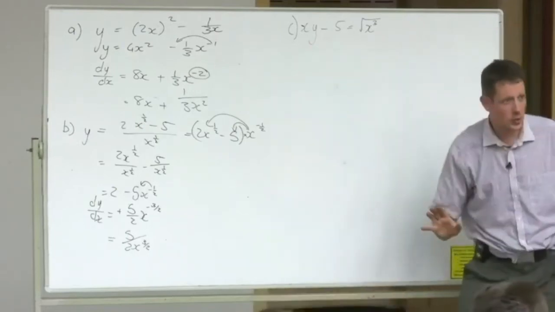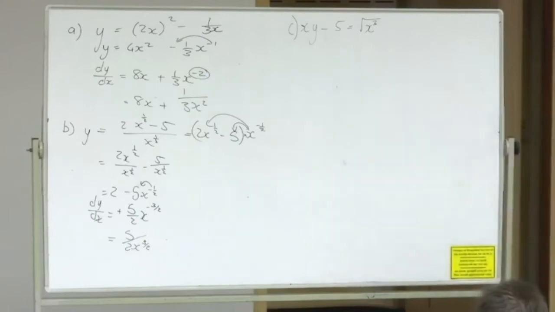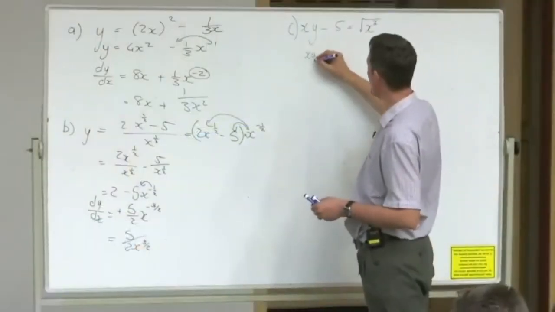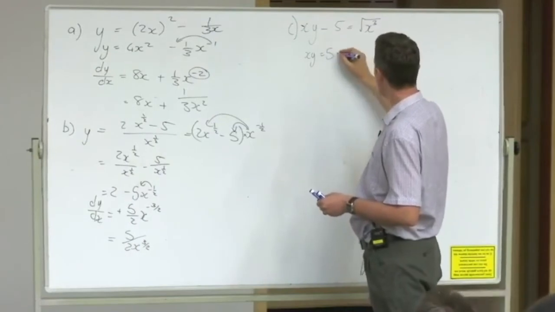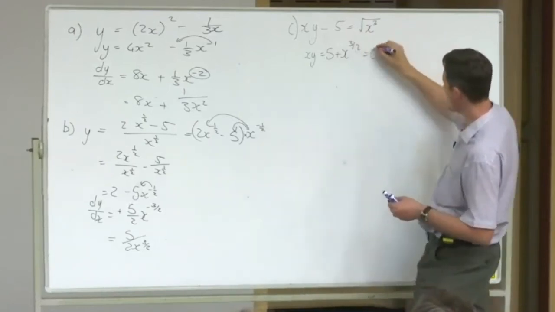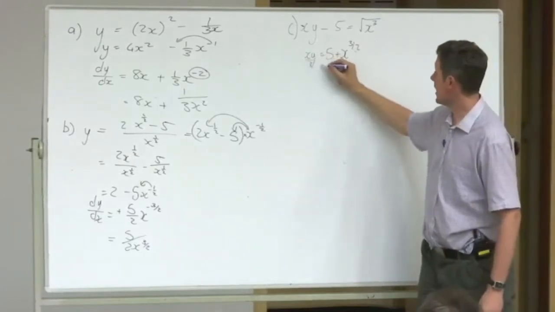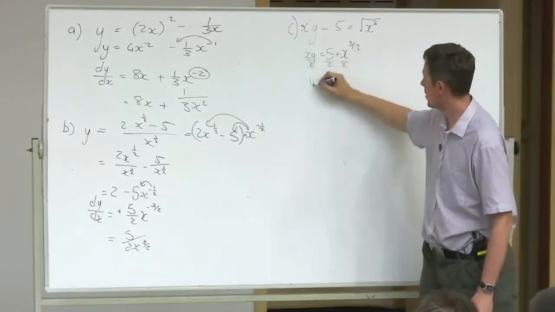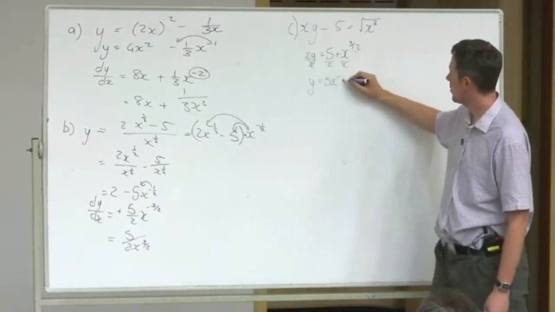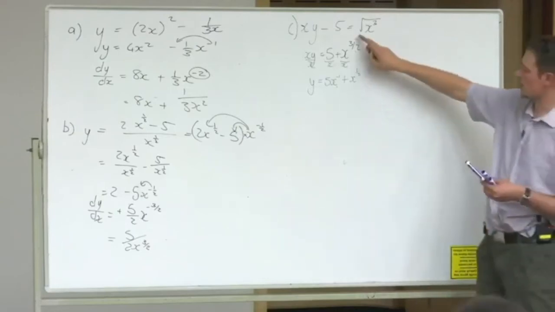But for the rest of us normal people, I can't go towards dy over dx because y is not the subject. So I first have to get y alone. So it's going to be xy equals 5 plus x to the power of 3 over 2 equals 0. No, man, where's the equal to 0? Sorry, I'm half asleep. Divide by x, divide by x, divide by x. Y is equal to 5, x to the negative 1, plus x to the half, because I'm dividing those, so I'm subtracting the exponents.